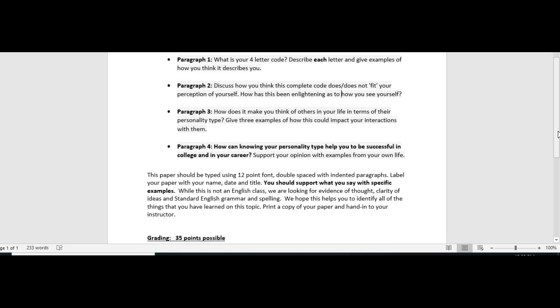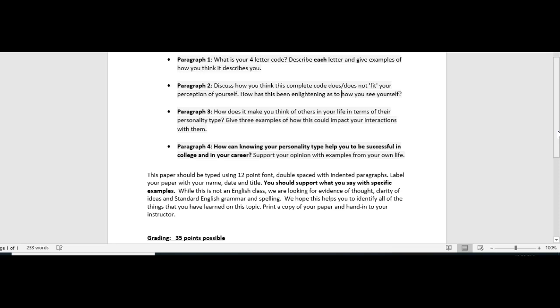I think I mentioned, do you have a sister that really irritates you? Why is that? Is it because her personality is totally different than yours and that you're not understanding where she's coming from and she's not understanding where you're coming from? So that's what you want to kind of do in paragraph 3.